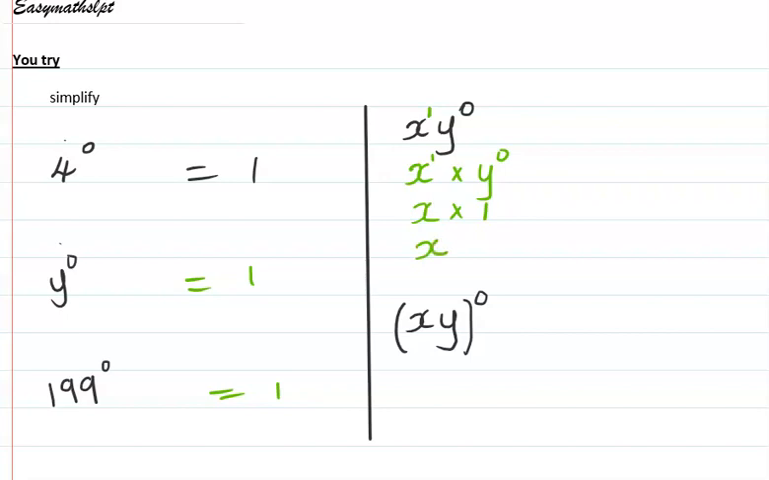Now this one, all of x multiplied by y is raised to the power of 0. Which of it is raised to the power of 0? So this is the same as saying x to the power of 0 multiplied by y to the power of 0. And of course, this would be 1 multiplied by 1, which is 1. Or you could go straight ahead and say anything raised to the power of 0 is 1. Well done.